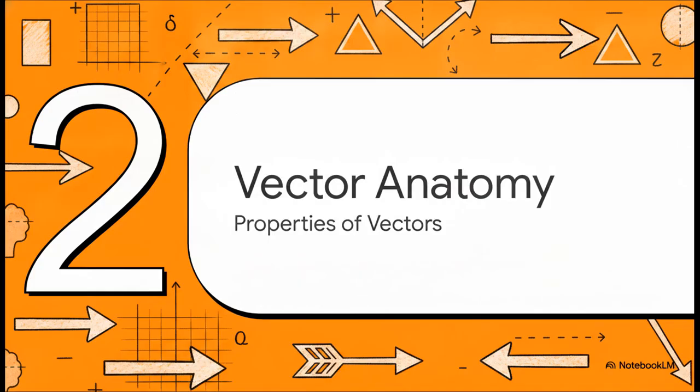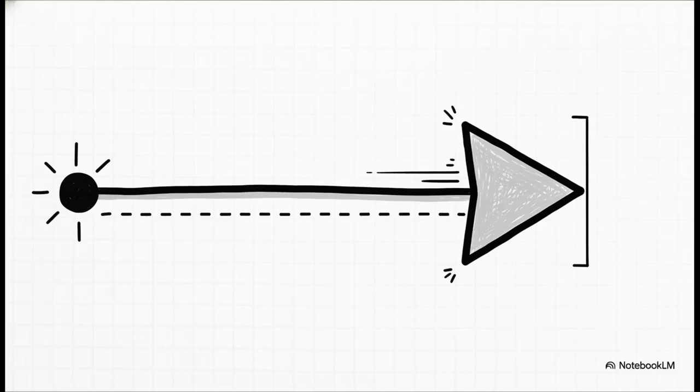Moving right along to Section 2, the anatomy of a vector. Okay, I want you to picture an arrow, just floating in space. To really understand vectors, we first have to build one in our minds. Every single vector out there carries 4 specific anatomical parts. First, there's the origin. This is the exact point of application where our arrow starts. Let's call it point A.